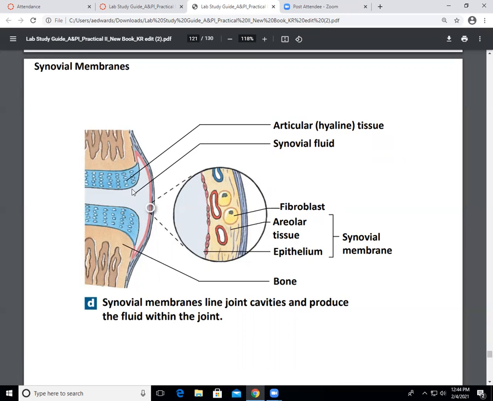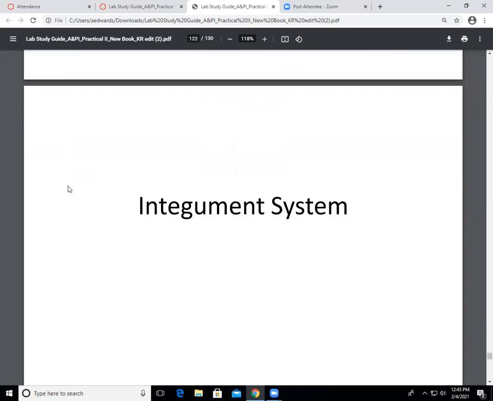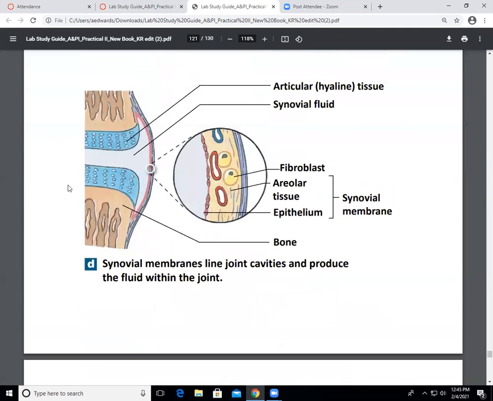All right, so which one is skin? Cutaneous, okay. Which one has transudate? Serous. Which one has goblet cells? Mucus, good. All right, and which one do you find in your joints? Synovial, right? Okay. All right, very good.